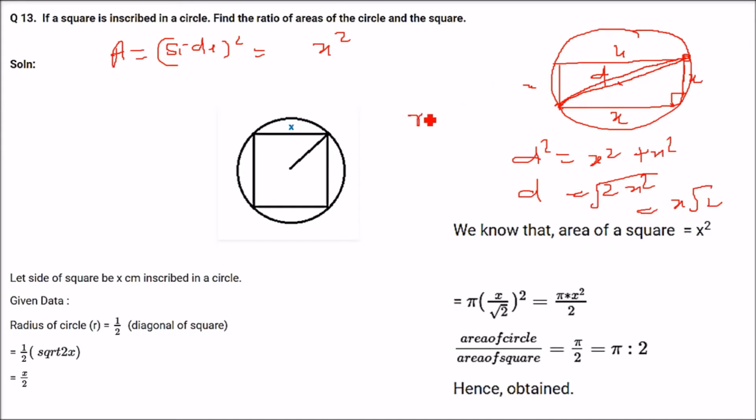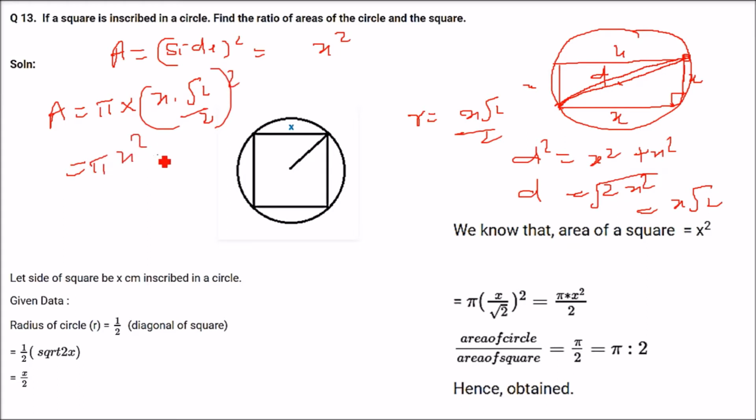The length is x root 2, but we have to find the radius. So radius will be what? This divided by 2. So x root 2 by 2 is the radius. What is the area of the circle? The area will be pi into r square, that is pi into x root 2 by 2, whole square. This will be pi, x square, root 2 by 2 whole square. So root 2 by 2 into root 2 by 2, this is root 2 into root 2, that is 2, and 2 and 2 is 4. So we get half. That is pi x square by 2.